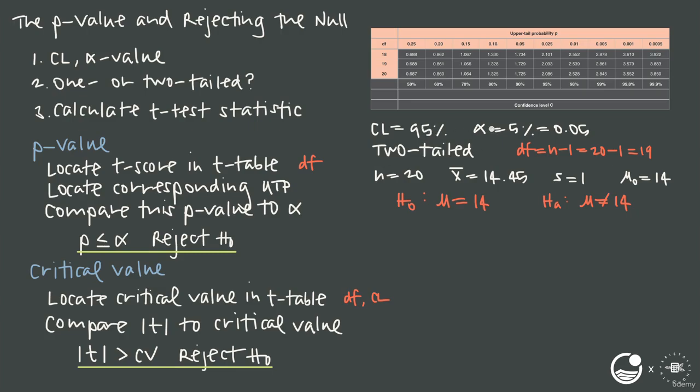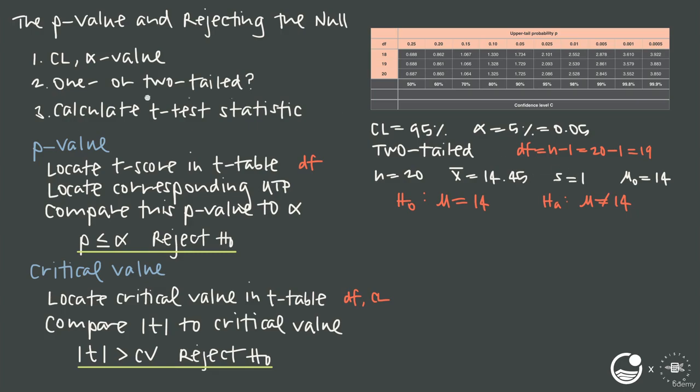That means that the alpha value is 100% minus 95%, or 5%. We can also call that alpha value 0.05 if we convert to decimal form there. And we're saying that we have taken a sample of 20 orders in our warehouse. We computed a sample mean of 14.45 hours with a sample standard deviation of 1 hour.